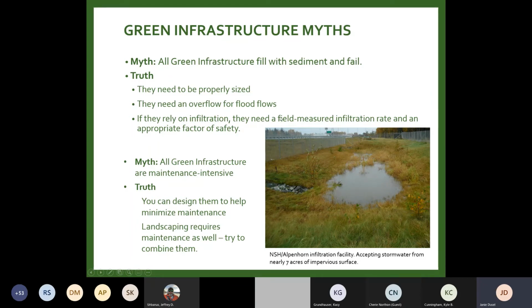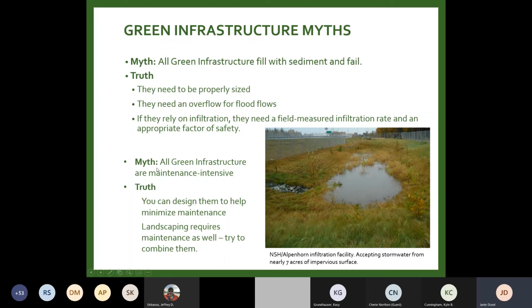Related to that, you need an overflow for flood flows. So if your facility is not designed to handle flood flows, if it's just a treatment facility, you need to give it somewhere to go for flood anyway. And as it does accumulate sediment, you need it to be able to still bypass water safely downstream as that happens. And then if you have a facility that relies on infiltration, you need an in situ, right at your facility, field measured infiltration rate, not something taken from a text or from a lab report. You need something actually measured in the field. Those things will help a lot.